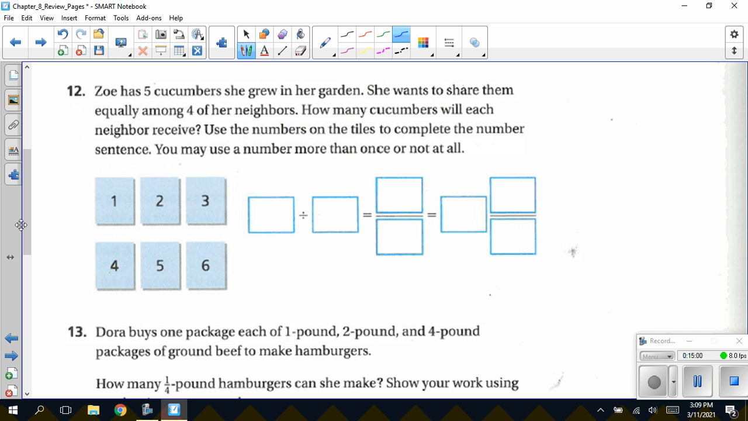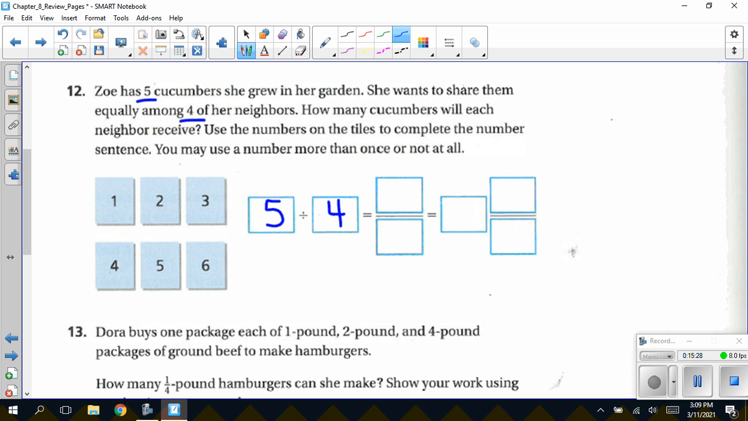So back in 8.3, we need to make sure we are understanding what number is being divided into smaller sections. And I know it's the cucumbers that I need to divide up, and there are 5 of them. So my first number is the 5. Then, to figure out how many groups I need to make, I need to see how many neighbors are getting these cucumbers. And there are only 4 neighbors that are getting cucumbers, so that means I'm dividing by 4.